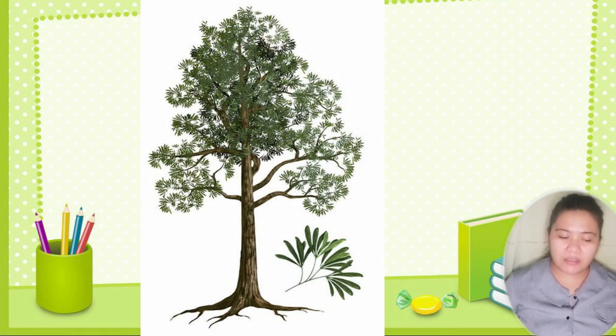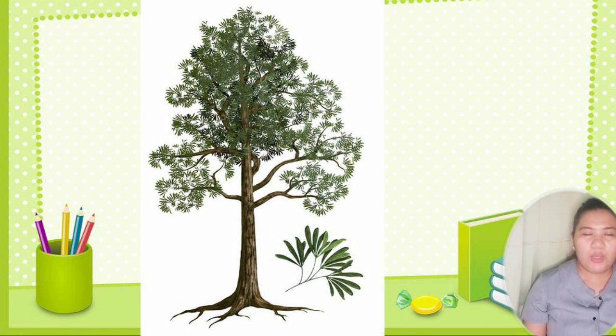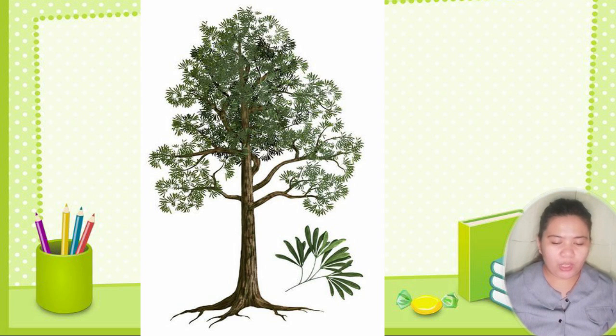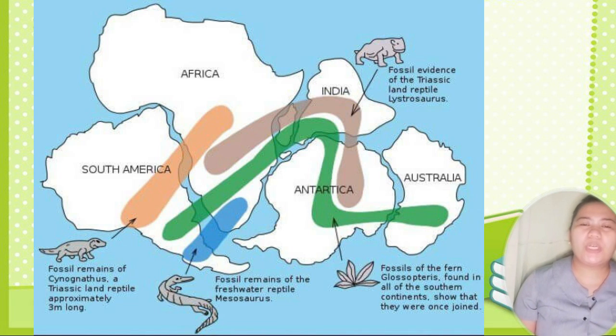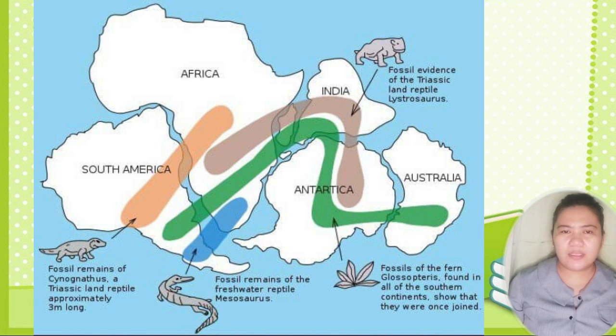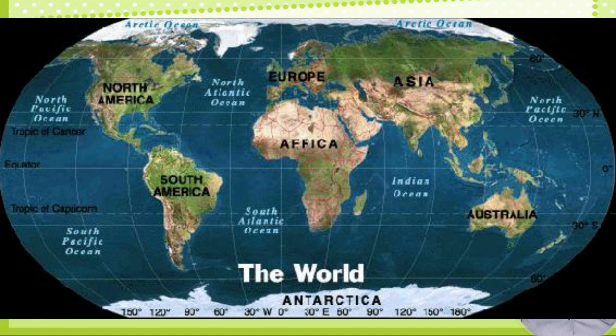Next would be some plants, like the fern Glossopteris, whose fossils are found in all of the southern continents. What are those southern continents? Australia, Antarctica, Africa, and South America. Again, in the current time, the positions of the southern continents, such as Australia, Antarctica, India, Africa, and South America, are really away from each other. To be specific, they are separated by huge bodies of water.